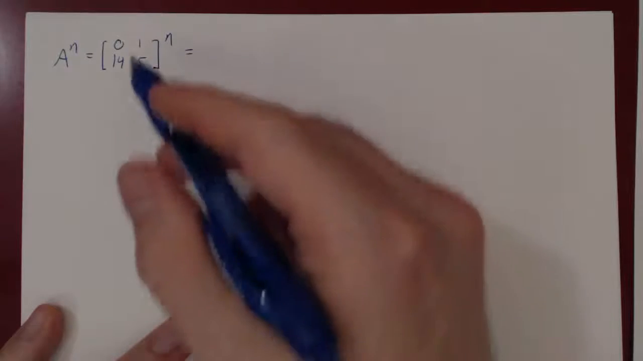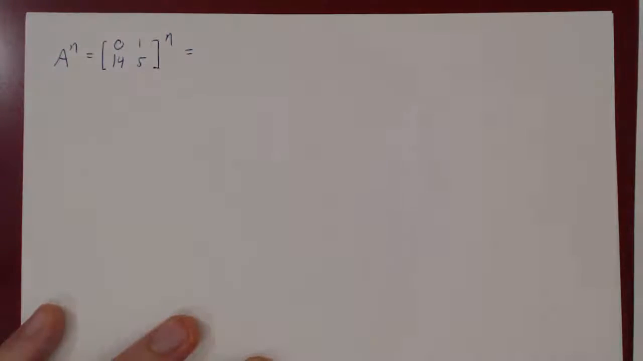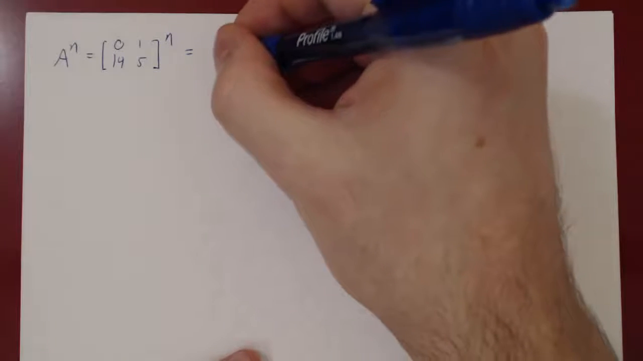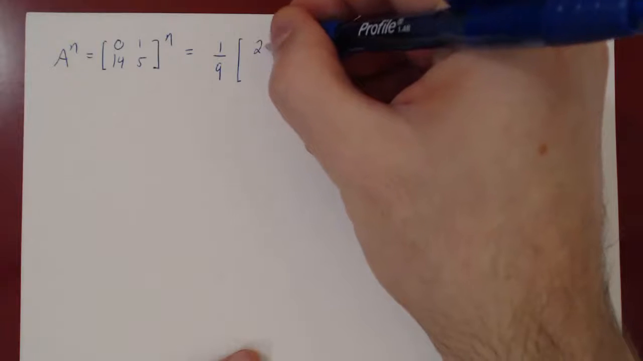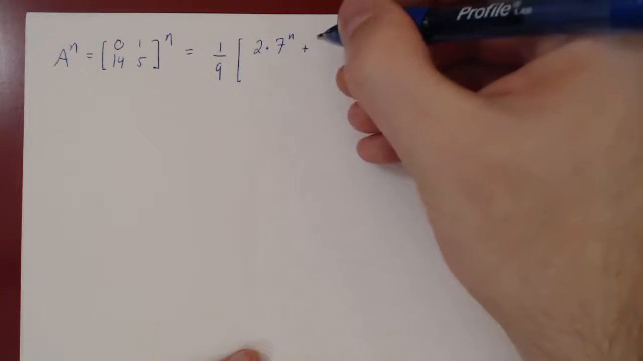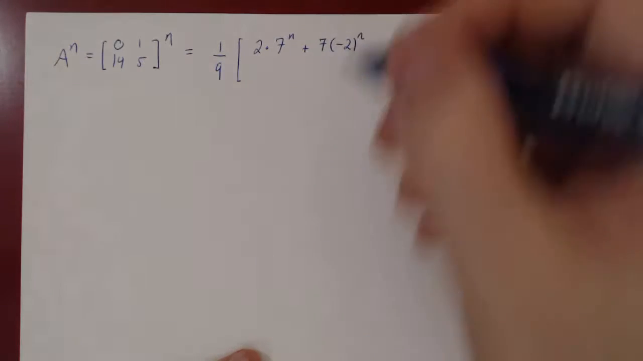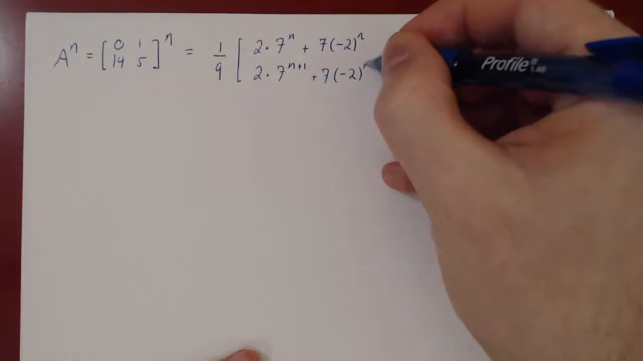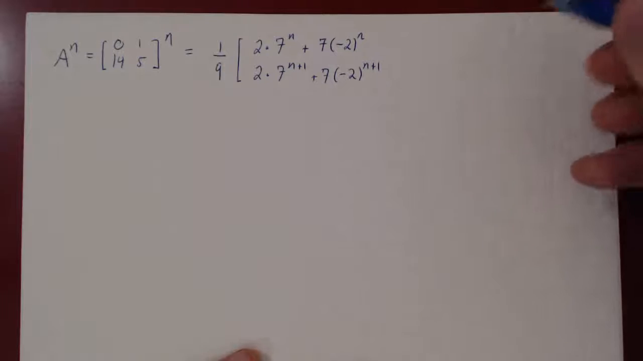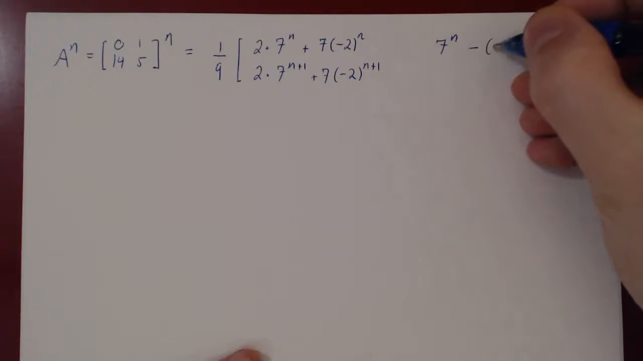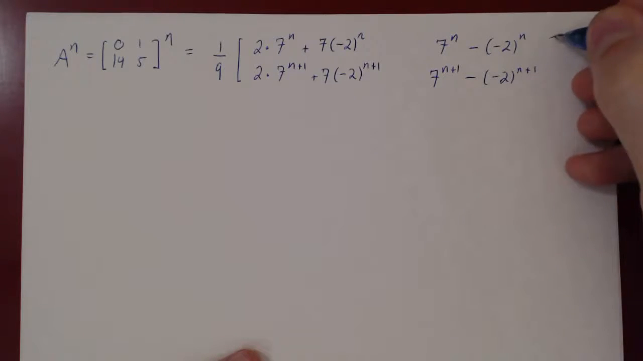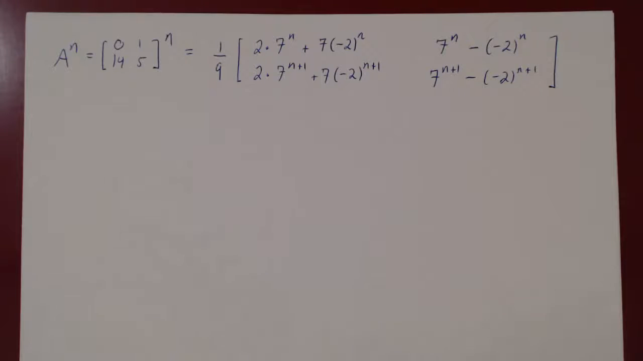And again, you know from the previous video that you can find the formula for the nth power of a 2 by 2 matrix using your knowledge of eigenvalues and eigenvectors. And if you do so, you should get the matrix 1/9 times 2 times 7^n plus 7 times (-2)^n. Then you should have 2 times 7^(n+1) plus 7 times (-2)^(n+1). This is your first column. For the second column, you should get 7^n minus (-2)^n, and then 7^(n+1) minus (-2)^(n+1). And again, this is just using our knowledge of eigenvalues and eigenvectors.